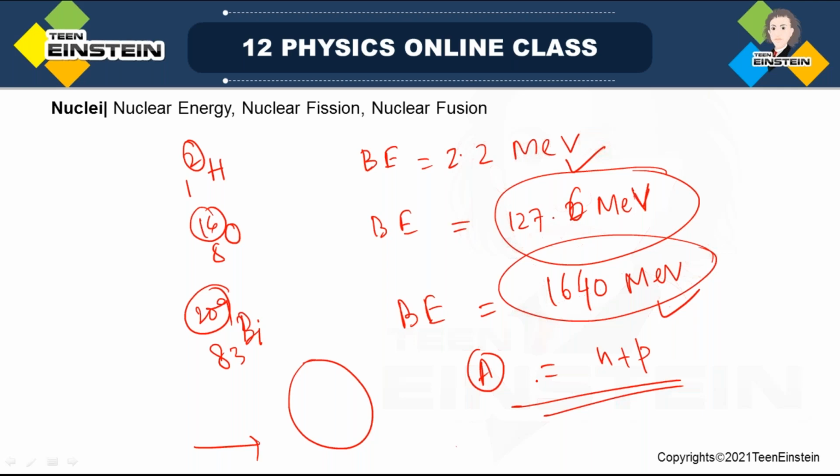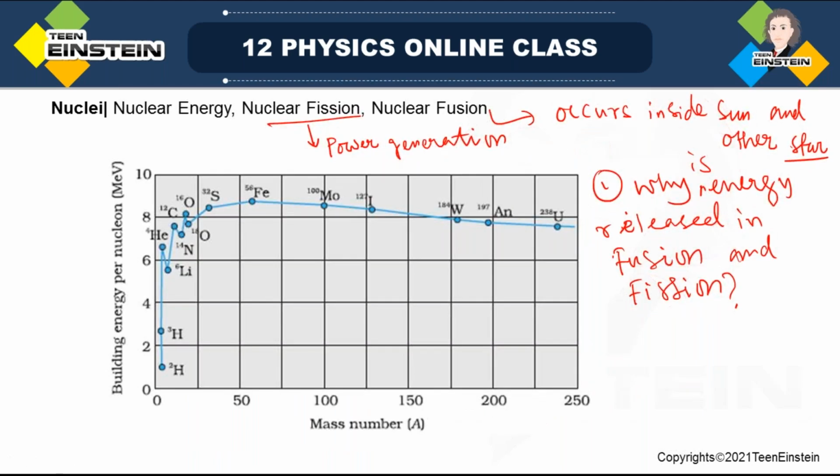But still, this stability can be compared by a term called binding energy per nucleon. Binding energy per nucleon is the parameter which gives us a comparative idea between various elements, which will give rise to release of energy. Okay, let us see the curve itself.